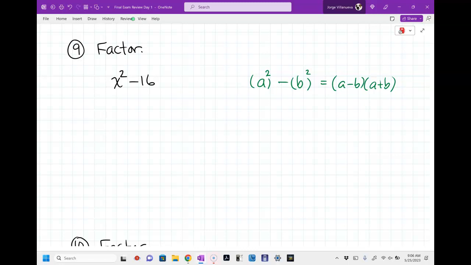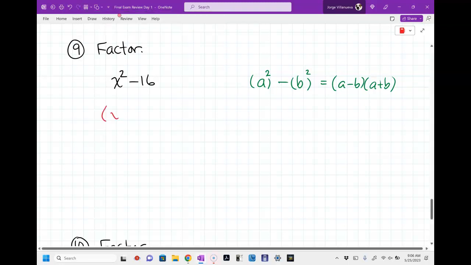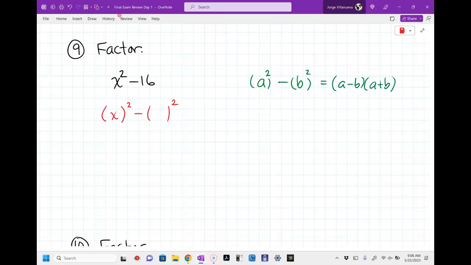I just got to rewrite x squared minus 16 as something squared minus something squared. So the first part's easy. That's x squared. What do I put in the next one? What squared is 16? 4. So put that right there. Once I have that, then automatically you jump to this. And then you're done. Factored.